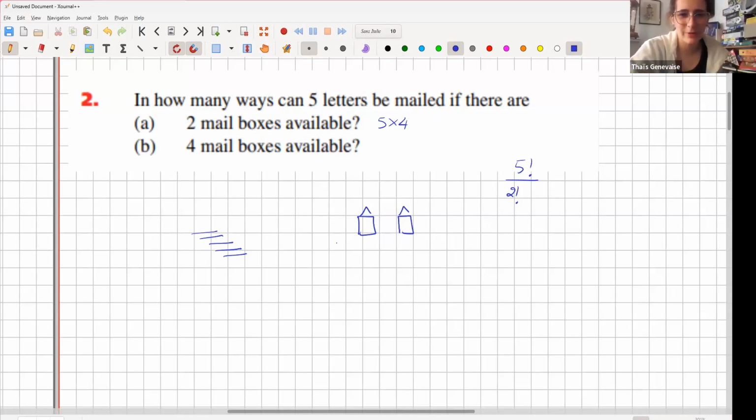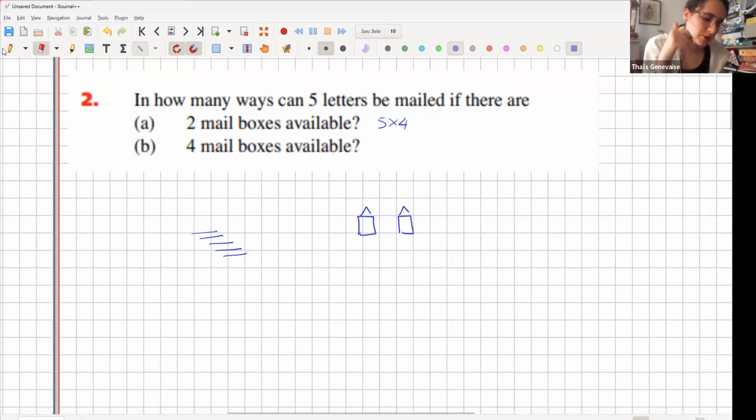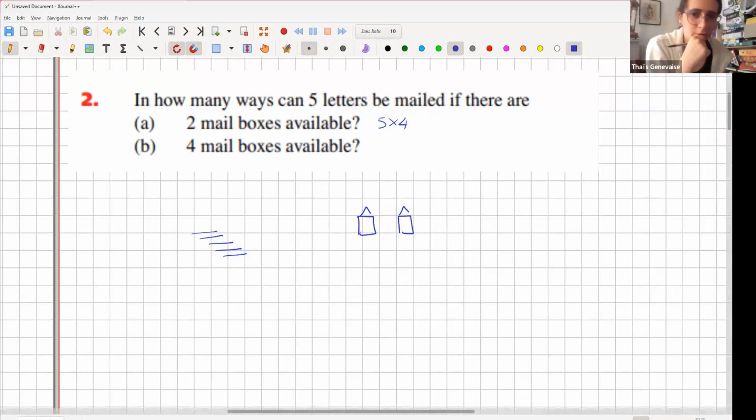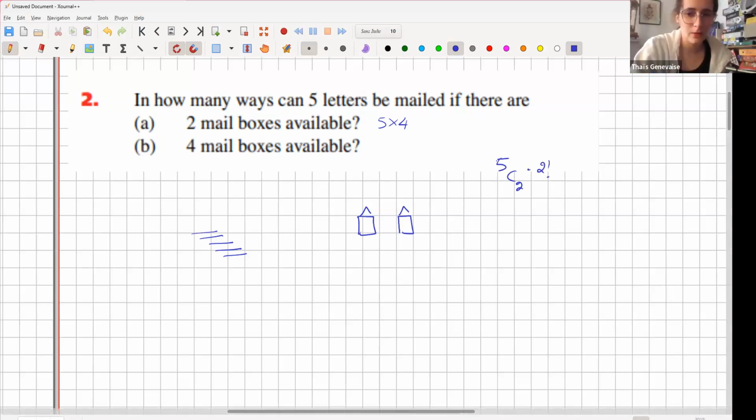I tried with the formulas and I had the same answer as Keshav. Okay, then you have to explain the formula. What formula did you try, Thais? The one with n choose r times r factorial. So in this case, it's 5 choose 2 times 2 factorial. Is that what it is? Yeah.